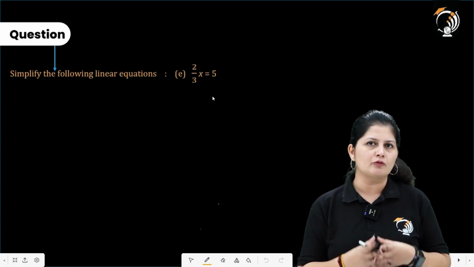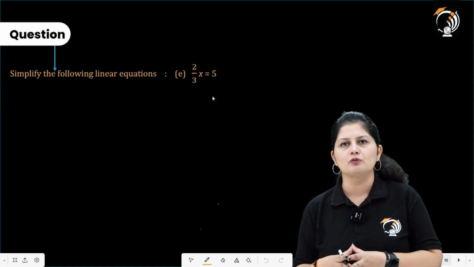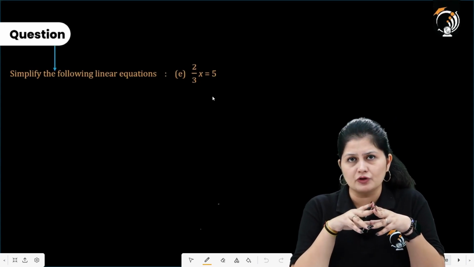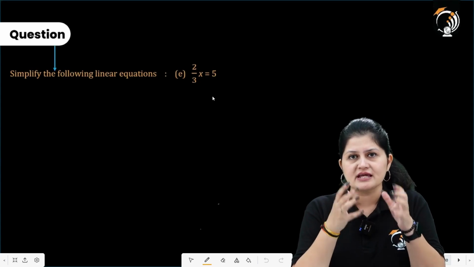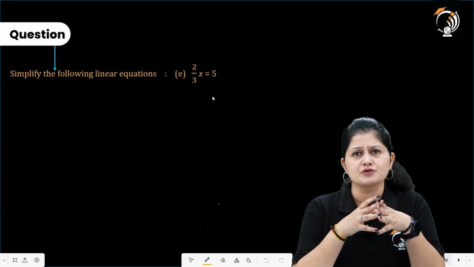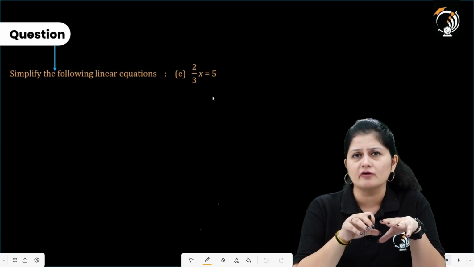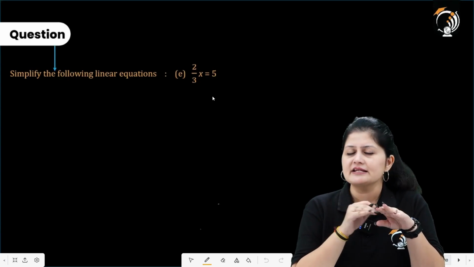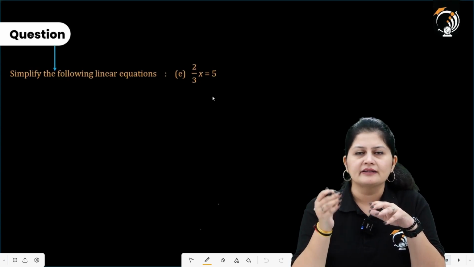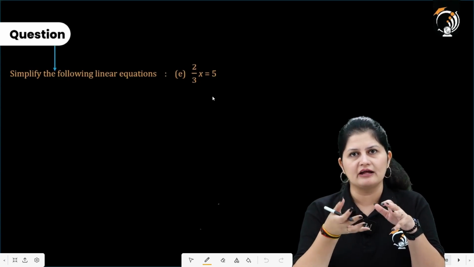Moving to the E sub part here, we need to get the value of x. So we are going to multiply with 3 over 2 on both the sides. The entire goal here is that we need to separate x on the left hand side. It is not a hard and fast rule that we should always have x on the left hand side. It is fine even if it is on the right hand side, but we always prefer keeping x on the left hand side.